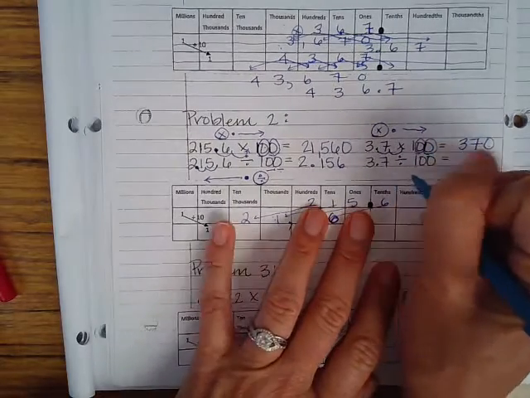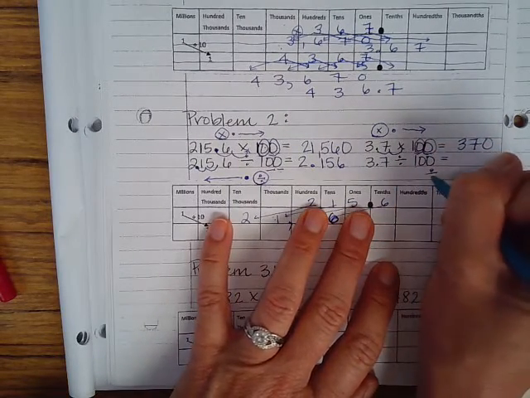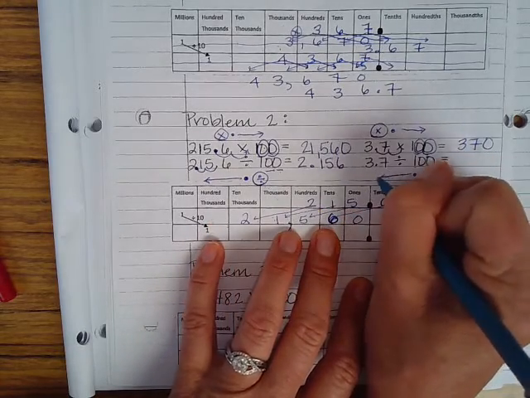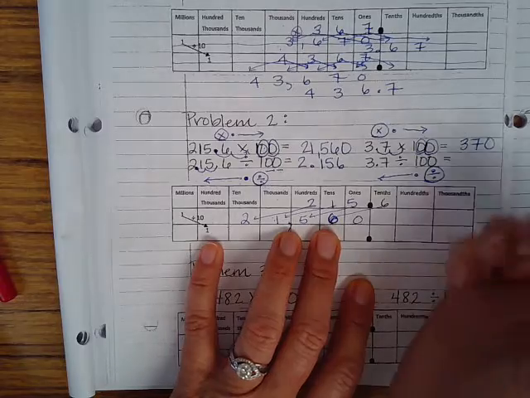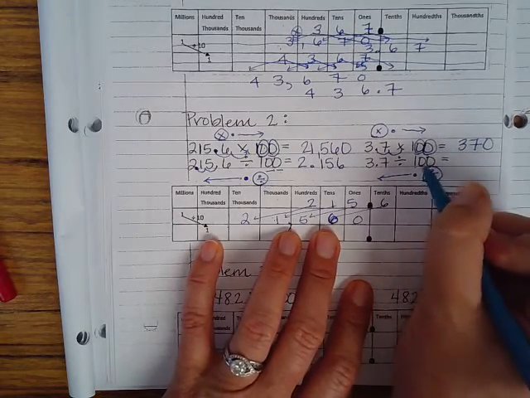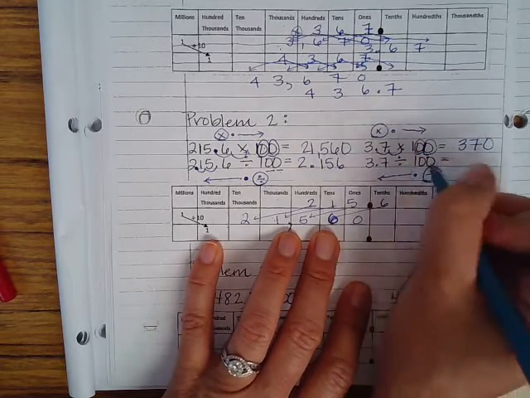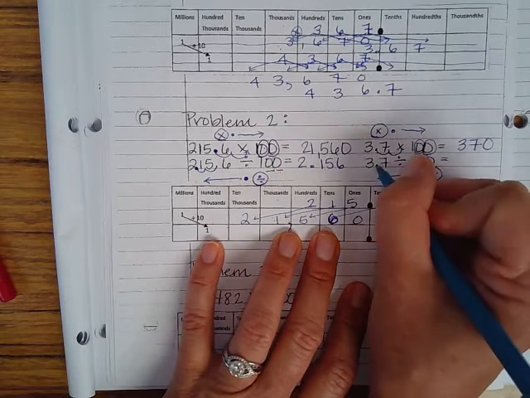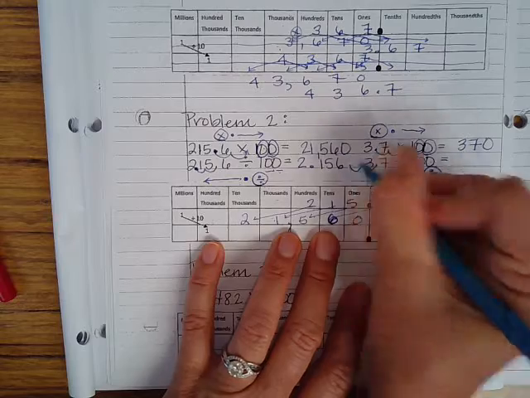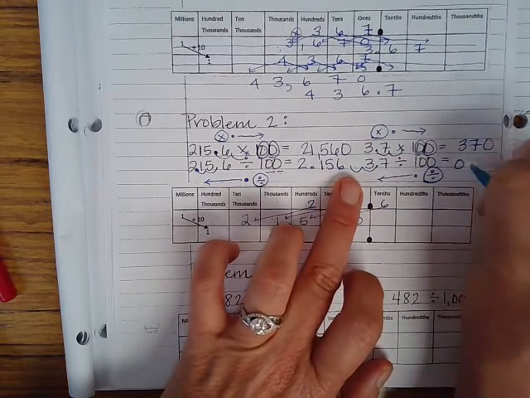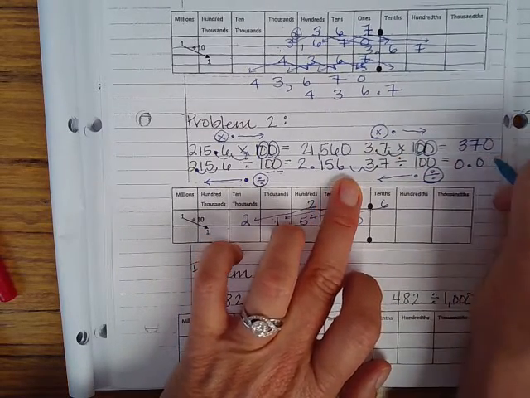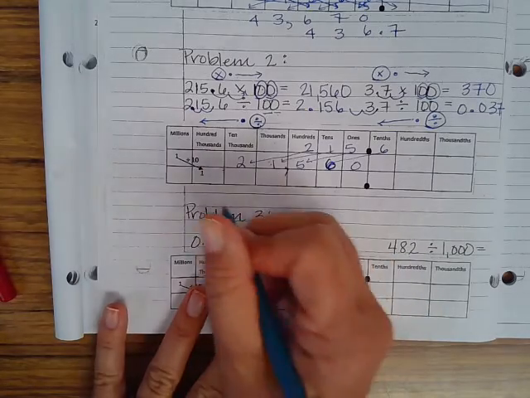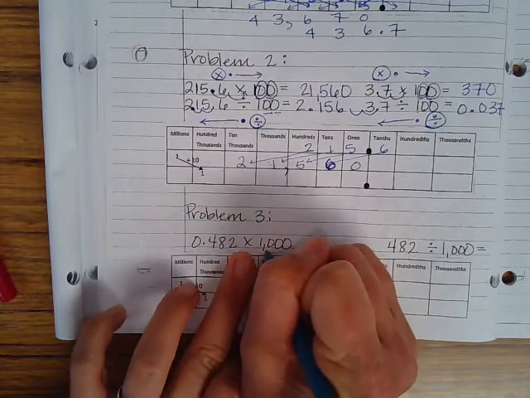Now down here, I'm dividing. So my decimal is going to move in this direction. It's going to become smaller by 100 times, or 100th. I'm going to move this once, twice. And my new number is 0.037.